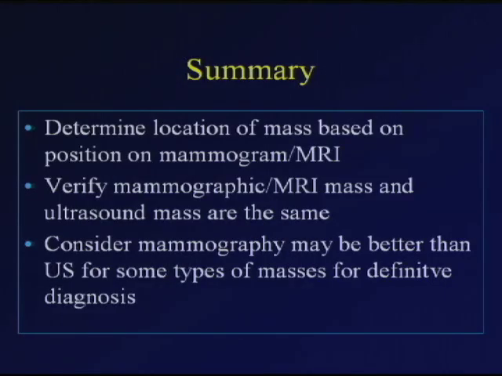So in summary, we want to determine the location of a mass based on the positioning seen on mammography or MRI, and then go to that location on ultrasound to find it. We need to verify, ideally, that the mass that we're finding on ultrasound is indeed the lesion in question on the mammogram or MRI. And do remember that there are a few lesions where mammography and sometimes MRI may be better than ultrasound for making a definitive diagnosis.